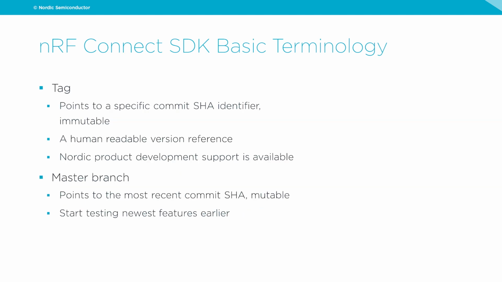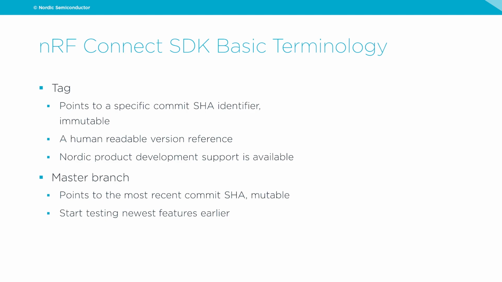Tag essentially just points to a specific commit SHA identifier. It is immutable, so it doesn't change. And the main difference between a commit and a tag, or one of the main differences, is that a tag is human readable. So instead of being a jumble of some random identifier, it could be, for example, version 1.5.0. That's a lot easier to read. And for a tag, Nordic product development support is available, but I'll talk a bit about that later.